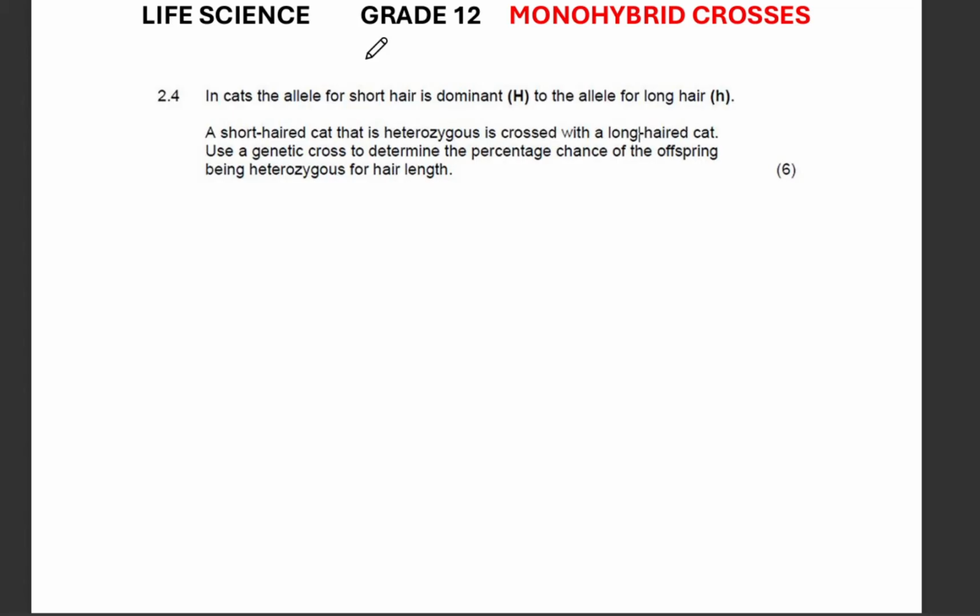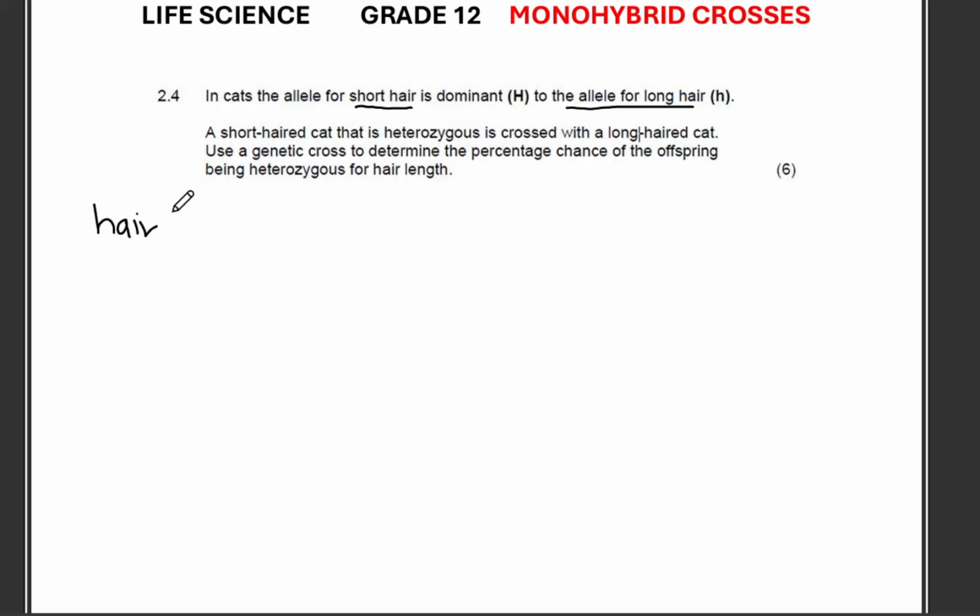Okay, so what we are having here is a trait for hair length. They're telling us that in cats, the allele for short hair is dominant to the allele for long hair. So that is very important information, guys, because they are telling us the gene in question, and they've also given us the alleles. So you need to break it down, and you can write this. You won't be penalized when you write this in your answer sheet. This is basically you breaking down the question for yourself in order for you to understand. So the trait in question here is hair length. We are looking at the length of the hair for the cats.